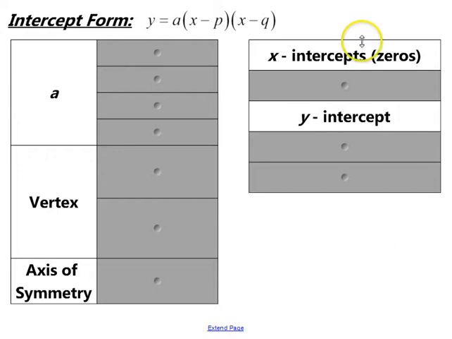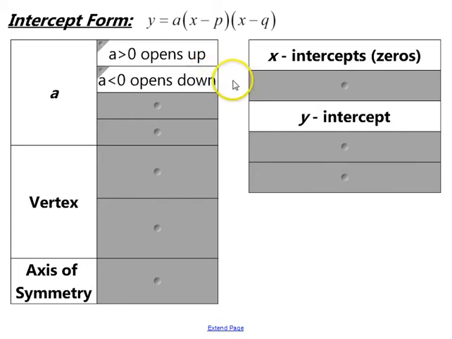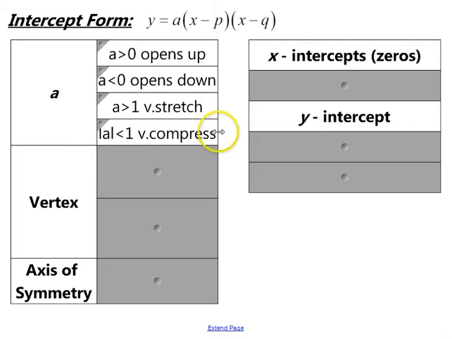Now let's talk about intercept form. This looks like the factored form of our standard form, which it is. So let's talk about what a, p, and q stand for. a is the same as before. If it's greater than 0, or positive, our parabola will open upwards. If it's less than 0, or negative, it's going to open downwards. If the absolute value of a is greater than 1, it's a vertical stretch. And if the absolute value of a is less than 1, it's a vertical compression.